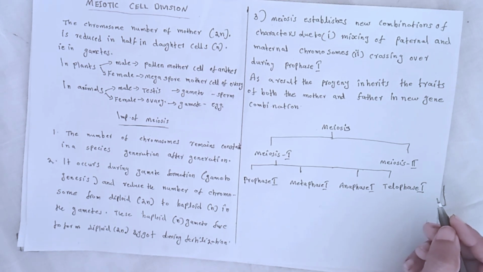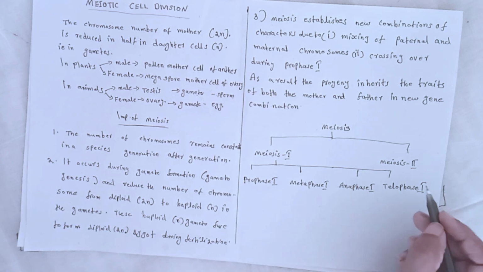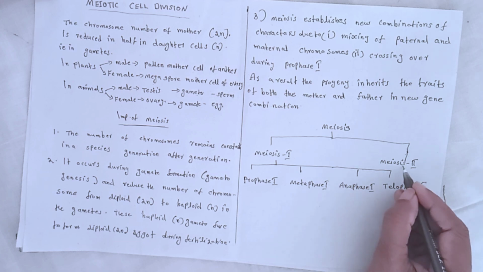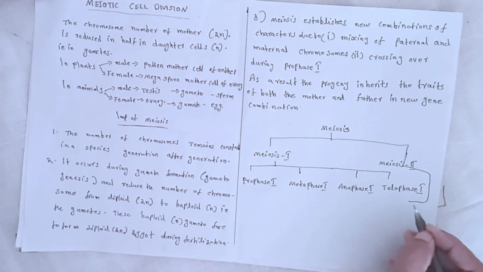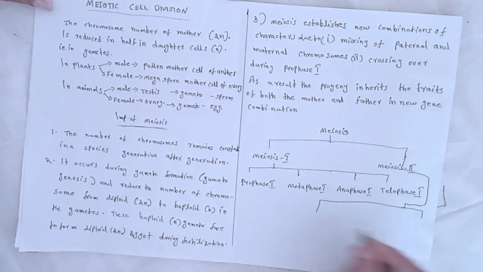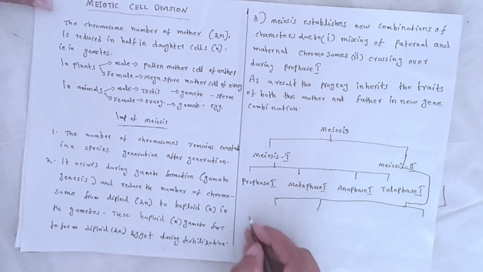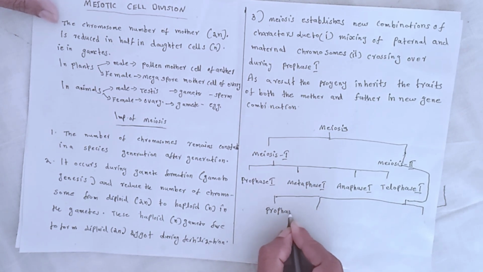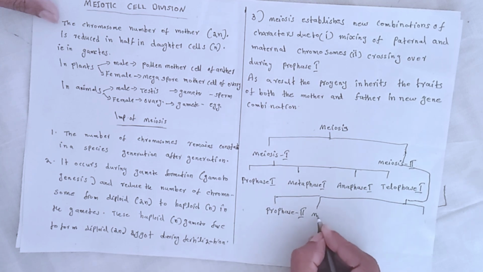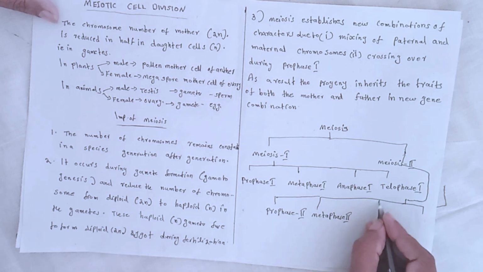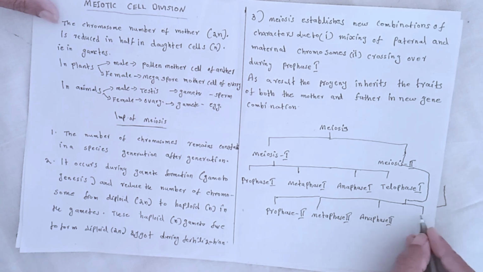Meiosis 2 also has 4 steps: prophase 2, metaphase 2, anaphase 2, telophase 2.